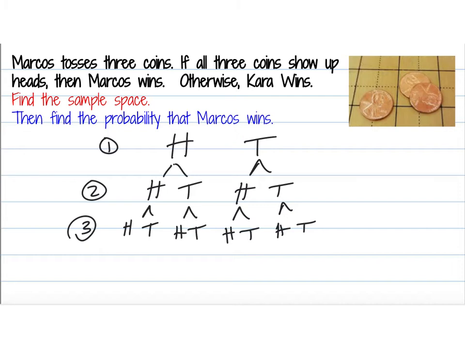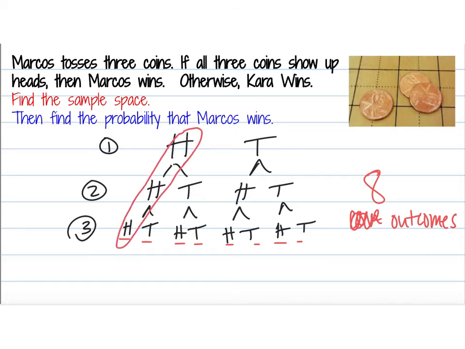To figure out total outcomes, we would then count the bottom. 1, 2, 3, 4, 5, 6, 7, 8. 8 possible outcomes. Now the question, find the probability that Marcos wins. Well, it told us that he would need to have heads show up all 3 times. Well, I see that right here. Heads, heads, heads. Otherwise, I don't see that again. So that's only 1 out of 8 possible outcomes. So he has a 1 in 8 chance that he would win. Otherwise, Kara wins. It's a lot more likely Kara's going to win.